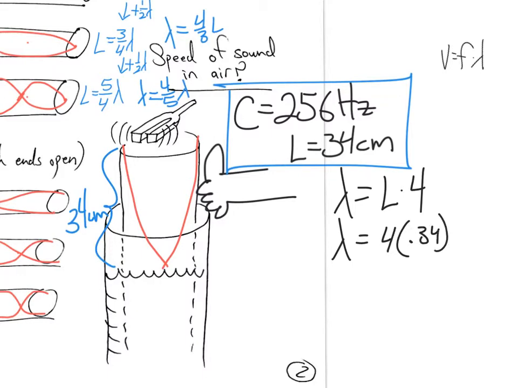So our wavelength would be 4 times 34 centimeters. We're going to put this in meters, of course. And after multiplying, what do we got? 1.36 meters for a wavelength. And for a sound wave, this is reasonable.